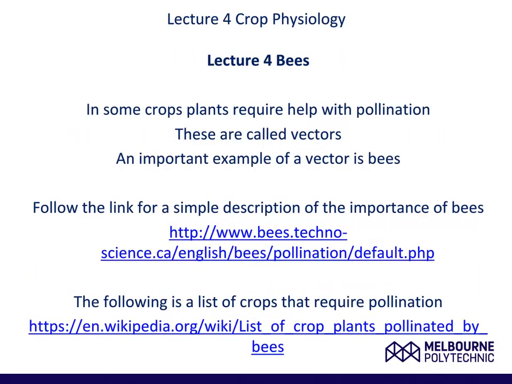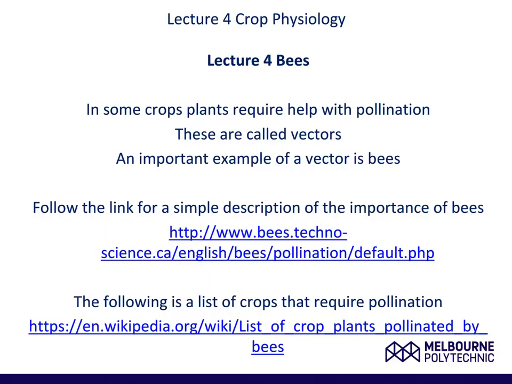Another important stage in crop development for some crops is that of pollination. Some crops require help in their pollination. Crops that do not require help are called self-pollinators. However, crops that require help usually require what we call vectors. An example of a vector can be a bee, or it can be an animal or a bird. In agriculture in Australia, bees tend to be our most important vectors.